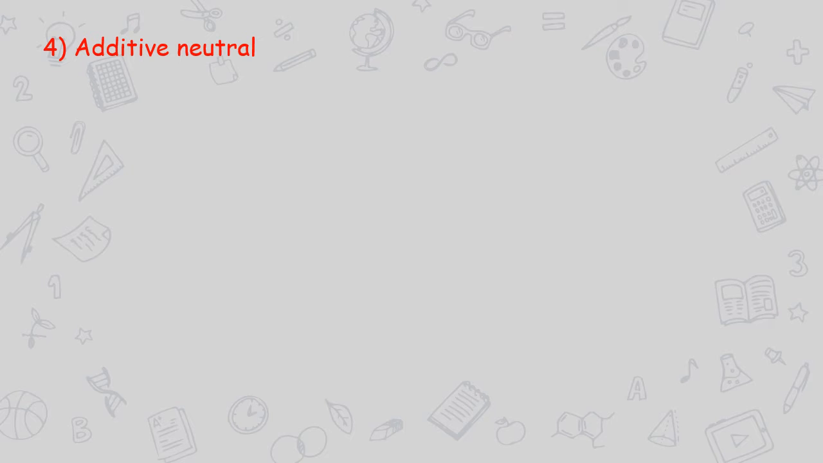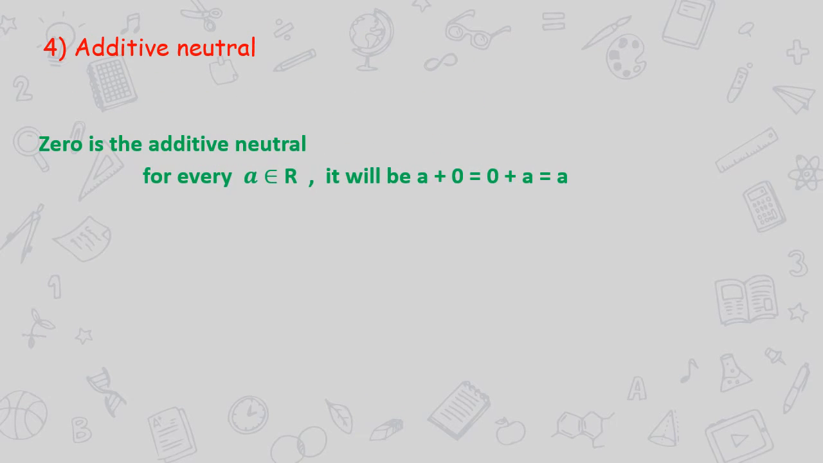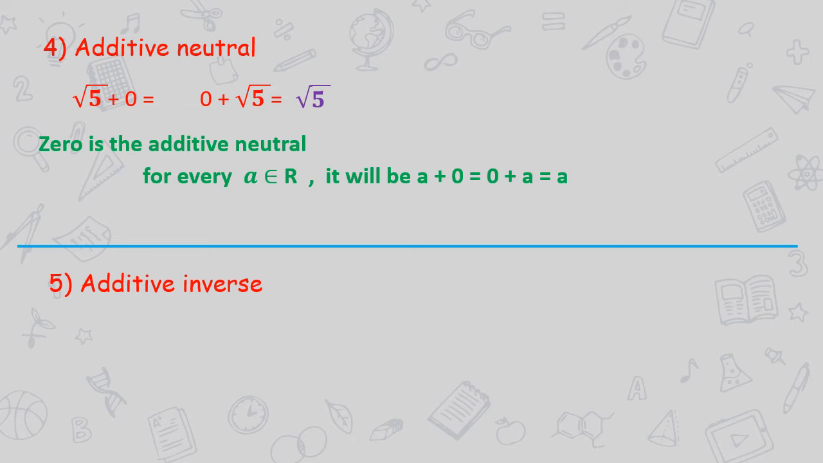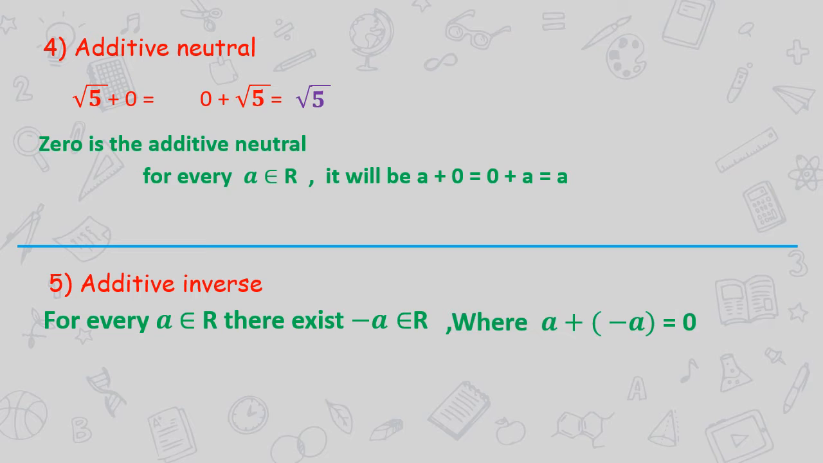Property number 4 is additive neutral element. 0 is the additive neutral element in R. If A belongs to R, then A plus 0 equals 0 plus A equals A. For example, root 5 plus 0 equals 0 plus root 5 equals root 5. Property number 5 is additive inverse. If A belongs to R, there exists negative A belongs to R, where A plus negative A equals negative A plus A equals 0.